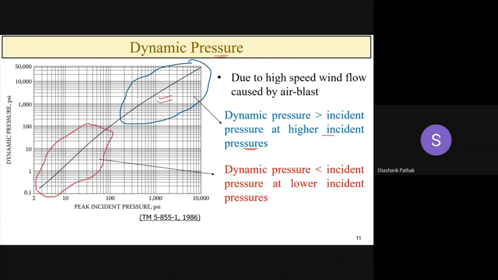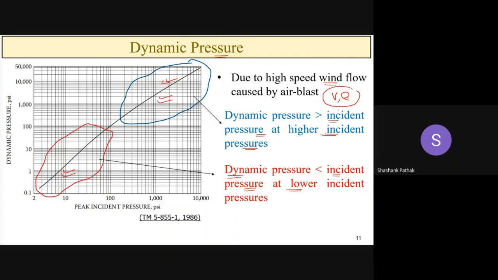and dynamic pressures are smaller when incident pressures are also smaller, because if incident pressure is higher, it is telling that the shock wave velocity will be higher, wind velocity will be higher, and density may also be higher, because of which the dynamic pressure becomes very high in case of higher incident pressures. And in case of lower incident pressures, generally dynamic pressures are found to be smaller compared to the incident pressures. Dynamic pressures depend upon the wind velocity and density of the wind, and both of them also depend upon the shock pressure, the incident pressure.